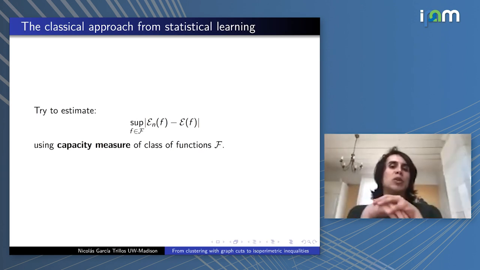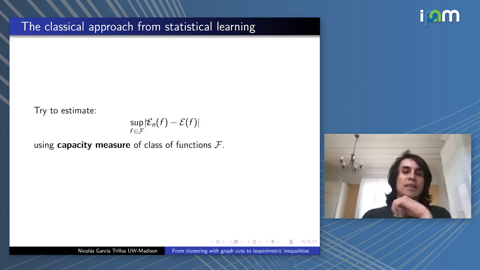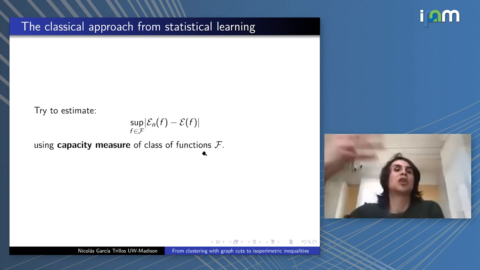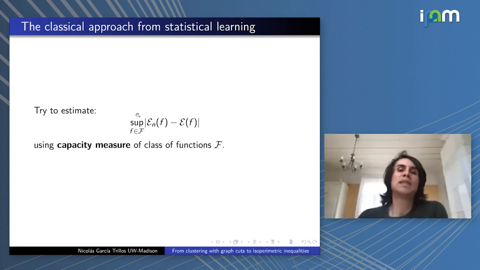So you're trying to estimate uniformly an empirical functional. This epsilon n is something that depends on data. This capital F is some class of functions. And this capital E here is perhaps some asymptotic, some population level objective function. And so the idea is to try to estimate uniformly the difference between the empirical quantity and the ground truth.